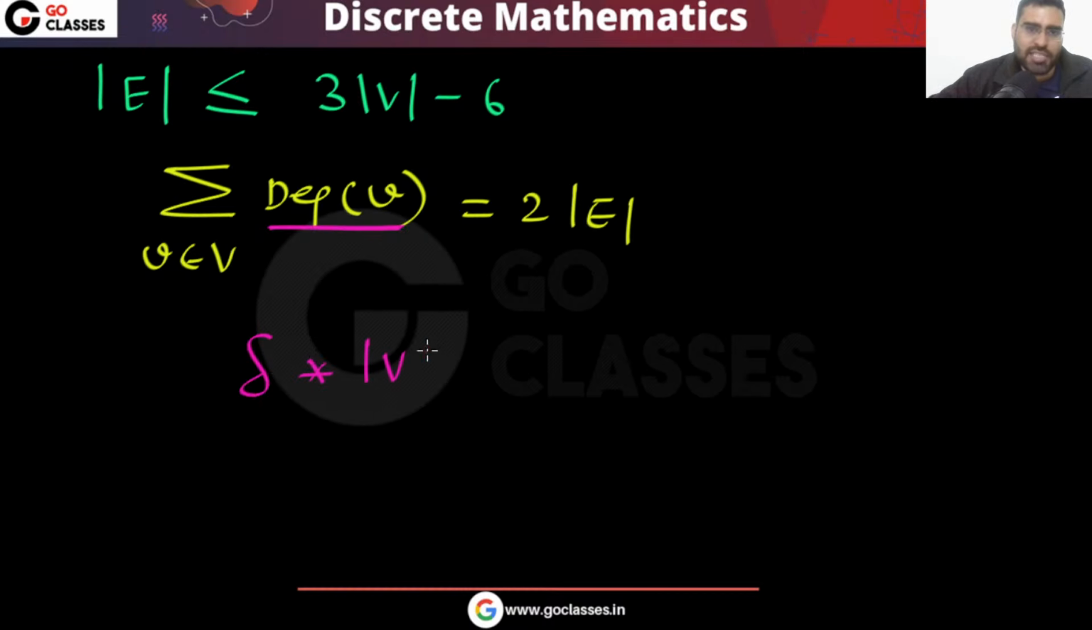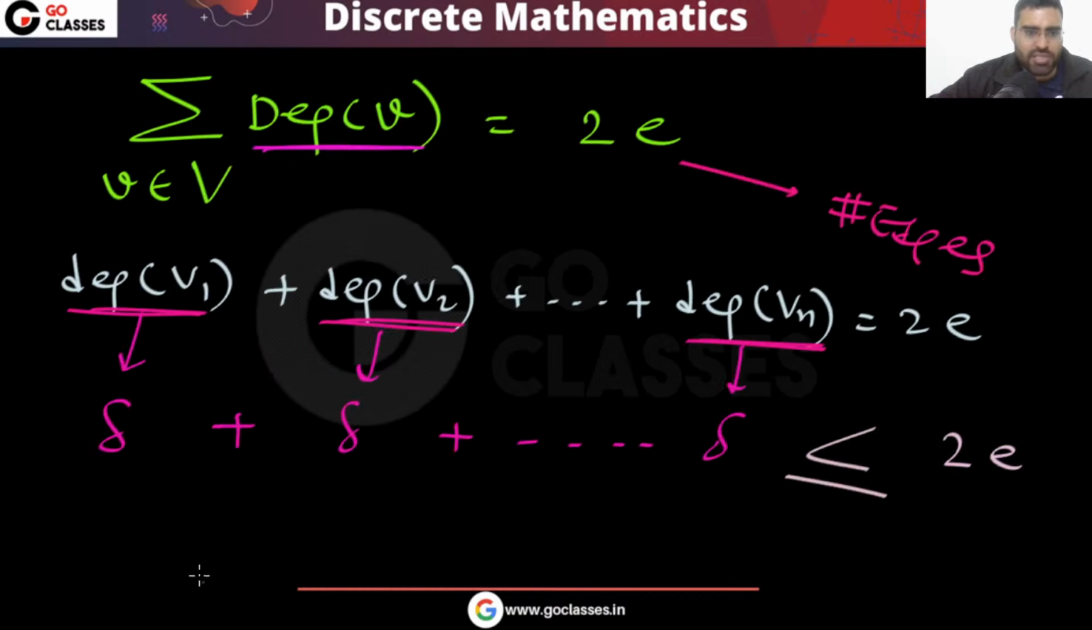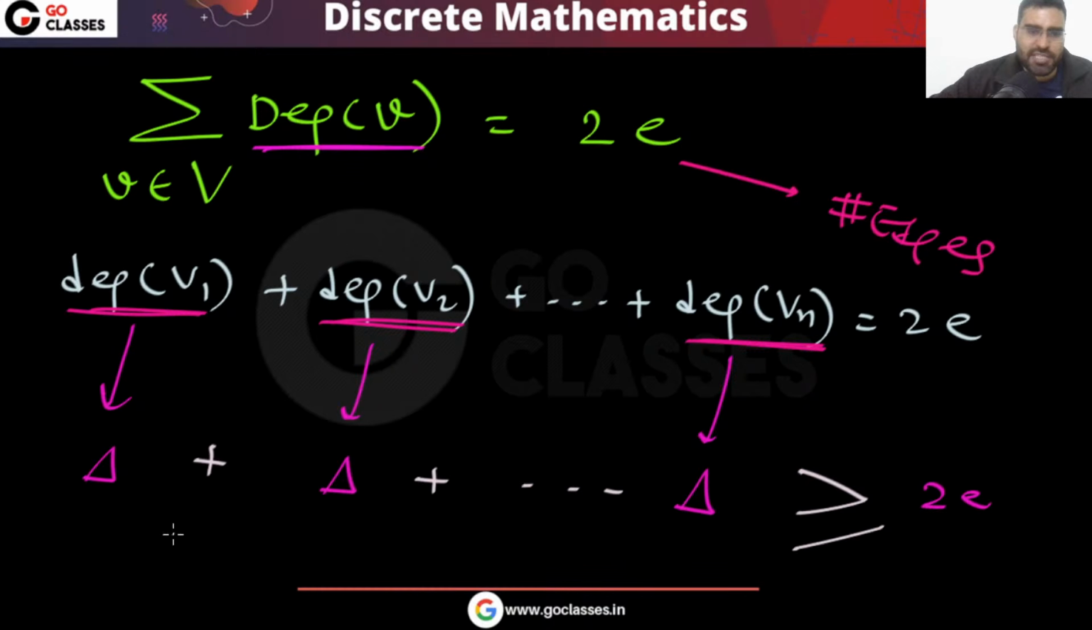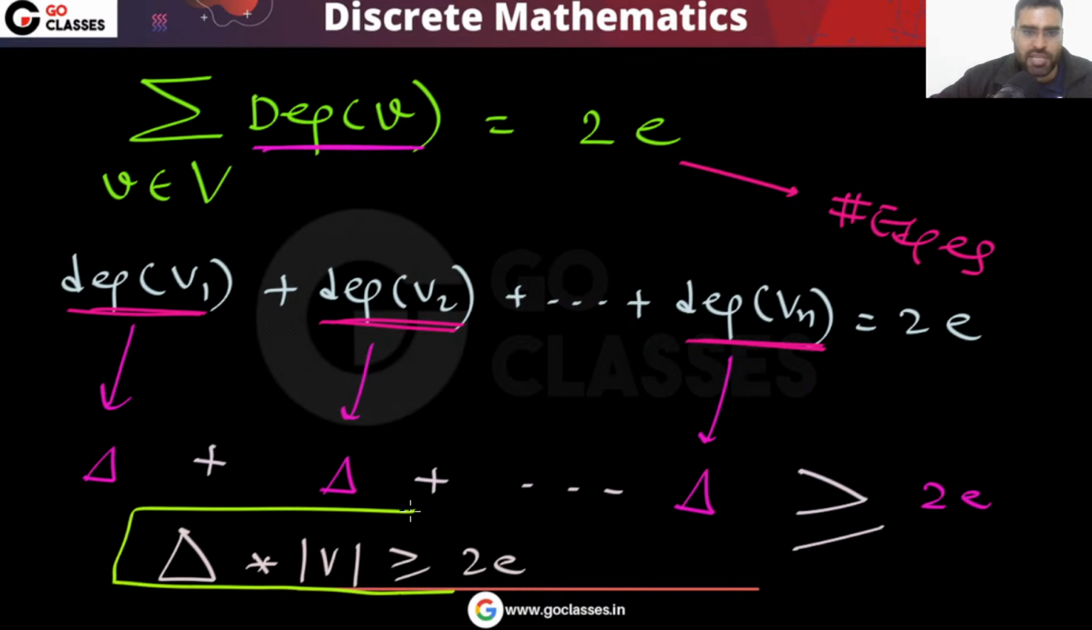multiplied by the number of vertices, for example this, yes or no? This is the number of vertices multiplied with the minimum degree. That will be this equation, because if I replace everything with the minimum degree, then the RHS will be bigger. Similarly, if I replace everything with the maximum degree, then the LHS will be bigger. These are very easy observations we have already seen.